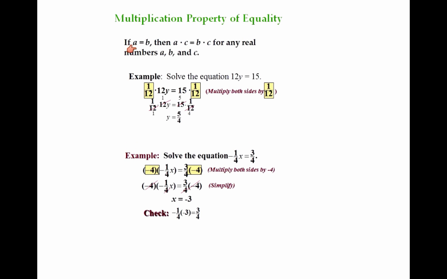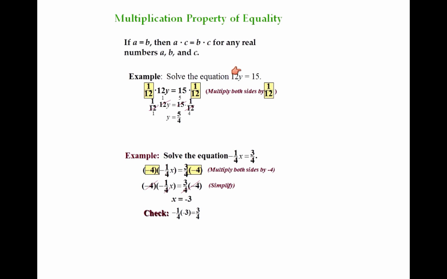Multiplication property of equality. If a is equal to b, then ax is equal to bx. This is also a very important property because it allows us to solve equations. I'm allowed to multiply any number I want to both sides of the equation. This would be a good example.